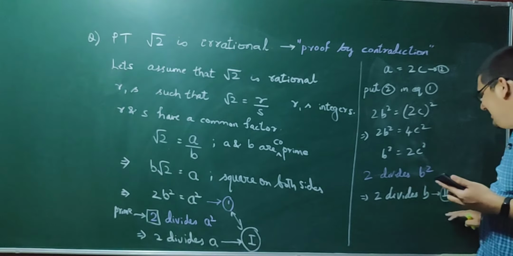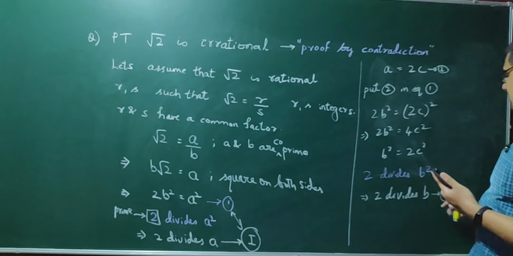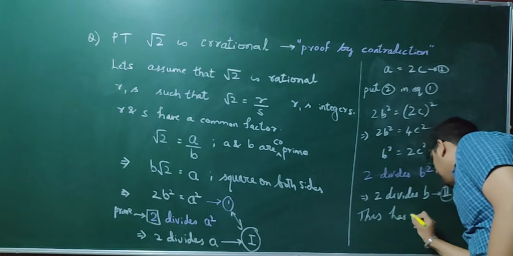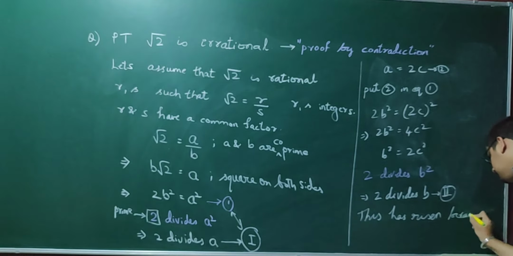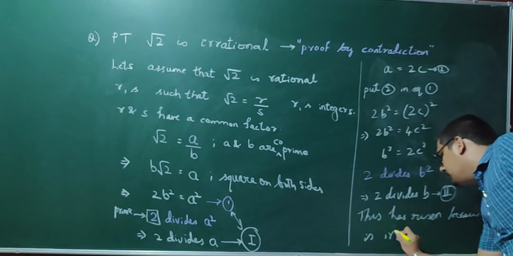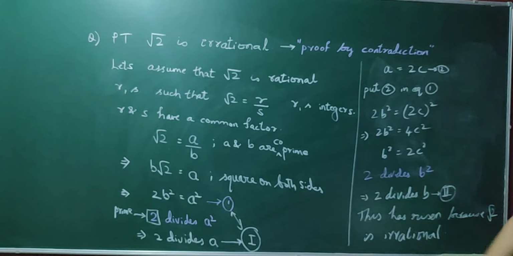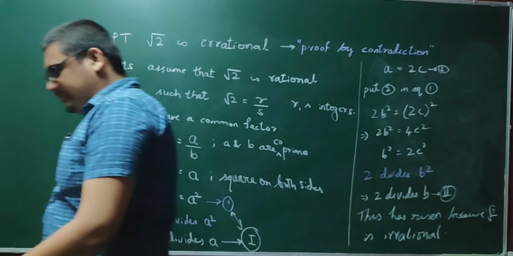So, the ending statement which I have to write is, this has risen because root 2 is irrational. Yes? Understood? So let me just run through this solution again.